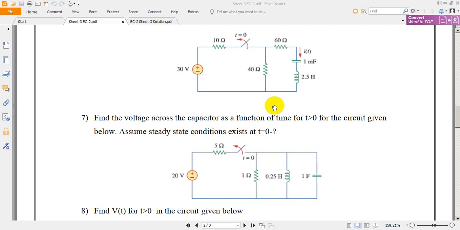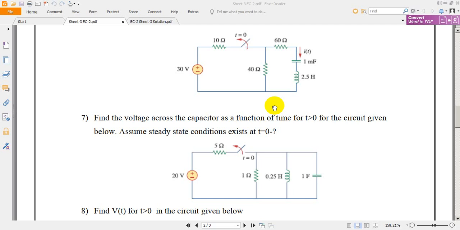Welcome to the second session of sheet 3, in which we are going to see problems related to the free response of RLC parallel circuit, forced response of RLC series and parallel circuits.